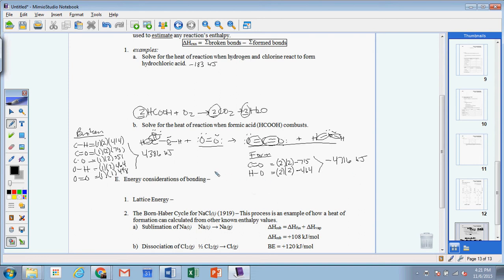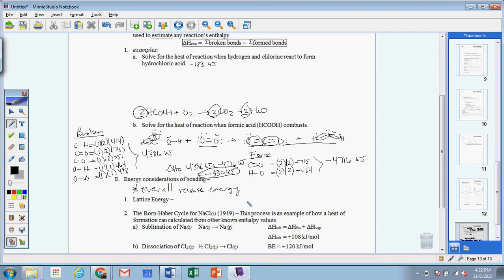So the total delta H for the whole process is going to be adding in 4,386 kilojoules as you break those bonds, and then you're going to release 4,716 kilojoules when you form the bonds of your products. Or in other words, for an overall change of negative 330 kilojoules. Overall, when things bond, we're looking for an overall release of energy. The lower in energy that you are, the more likely it is to happen.